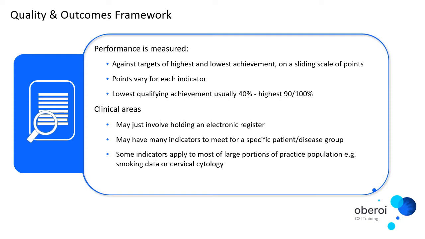The clinical areas may just involve holding an electronic register, may have indicators to meet for a specific patient or disease group, and some indicators apply to large portions of a practice population, e.g. smoking data or cervical cytology data.